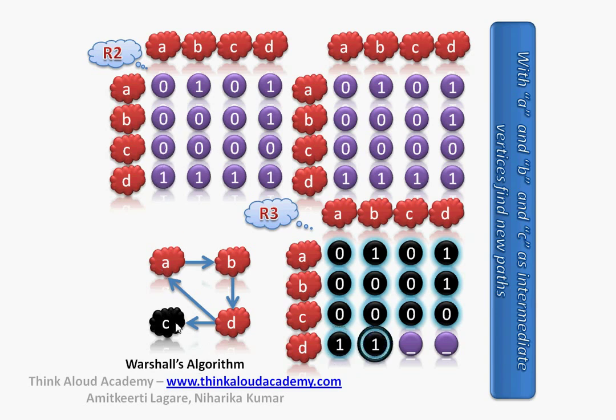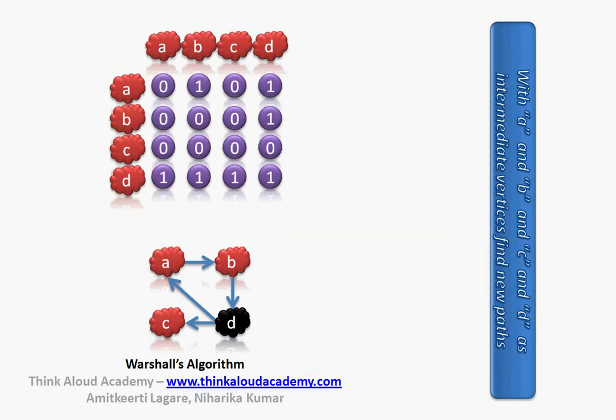Same way, B to A: to go from B to A via C, there should be a path from B to C, then C to B, C to A. Since B to C is 0, this value will be a 0. So I'll just write down the values as they are in R2, because since C does not have an outgoing edge, C will never contribute anything. So this will be a 0, this has to be a 0, and B to D is already a 1, so it will be a 1, and C to C will be a 0.